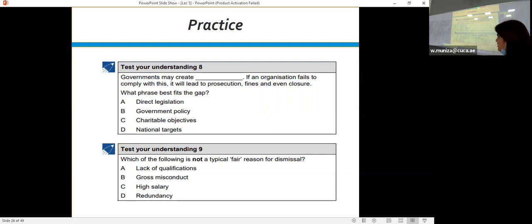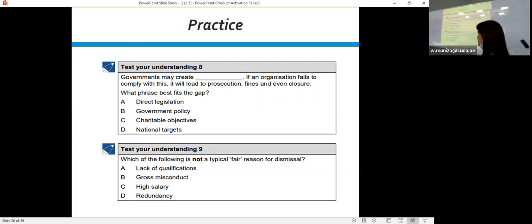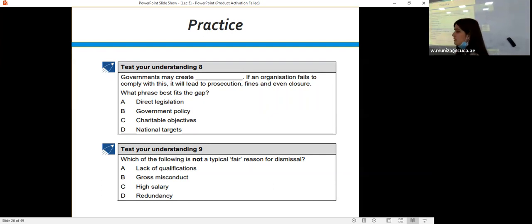Not a fair reason for dismissal. Lack of qualifications? If the person lacks qualification, can he or she be dismissed? Is this a fair reason? Gross misconduct. If the person is misconducting, he or she can be dismissed. Is this a fair reason? Yes. High salary.